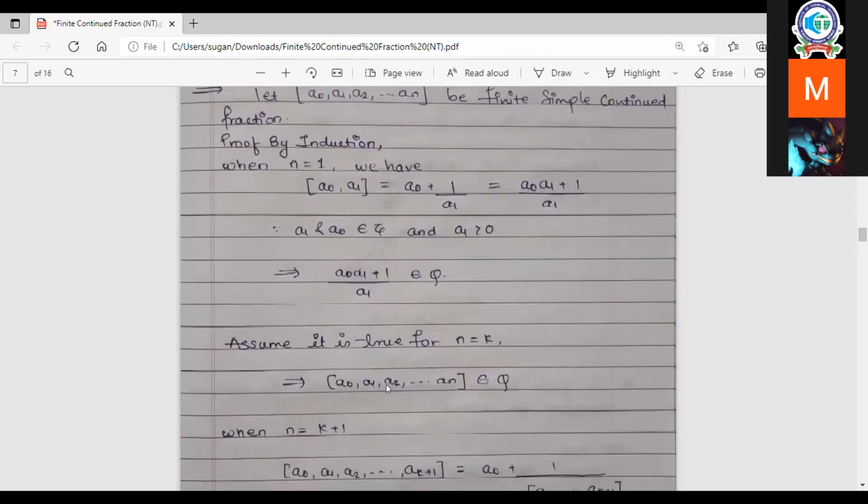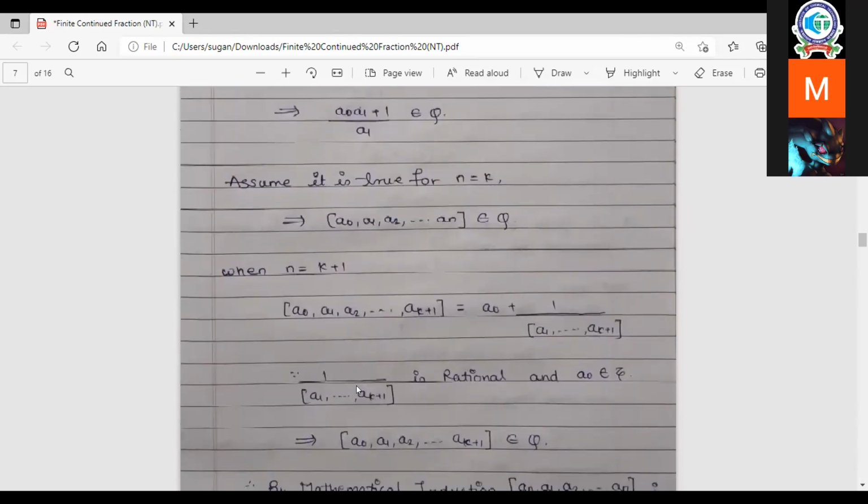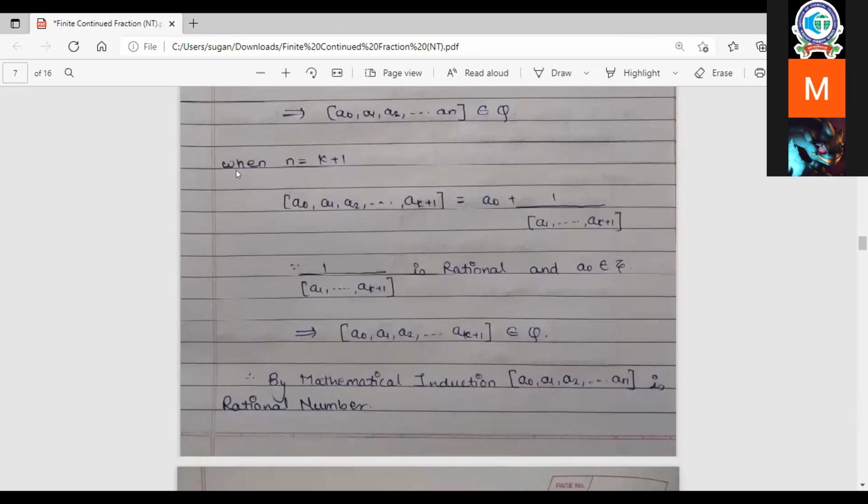Next we assume that it is true for n equal to k. So the simple continued fraction [a0; a1, ..., ak] belongs to the rational numbers. We assume here it is true. Next we take n equal to k plus 1. So the continued fraction [a0; a1, a2, ..., a(k+1)] we can write in this form.